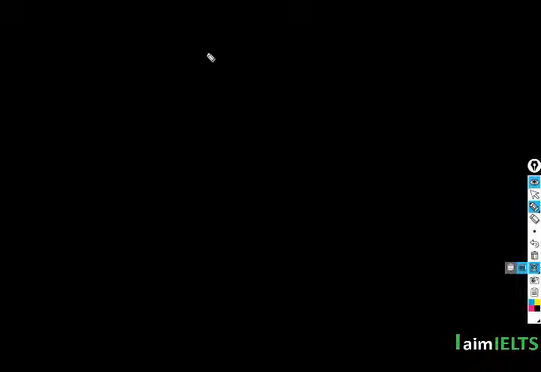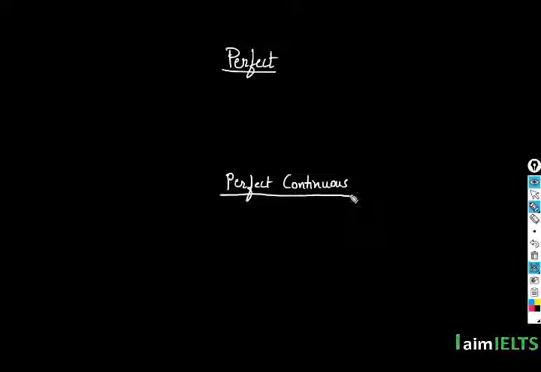Hello all. In the previous lesson, we learned about simple and continuous. In this lesson, we are going to learn about perfect and perfect continuous tense.